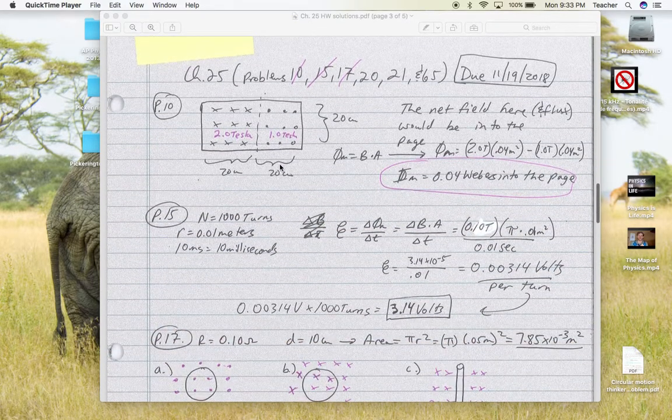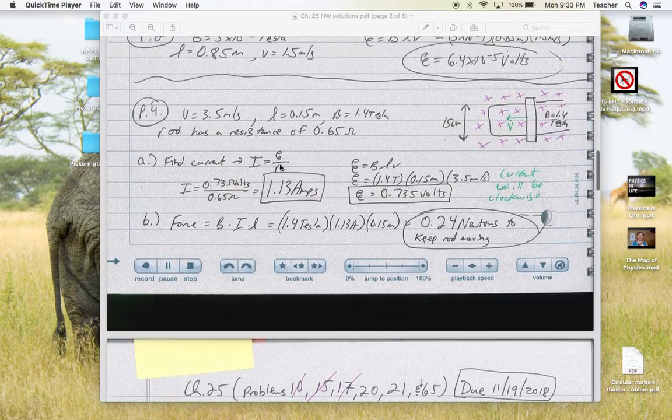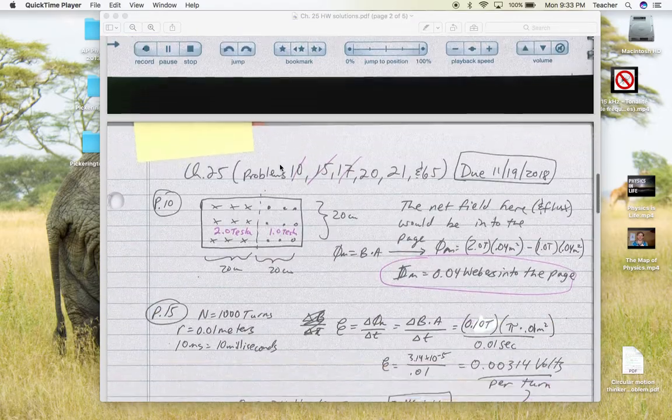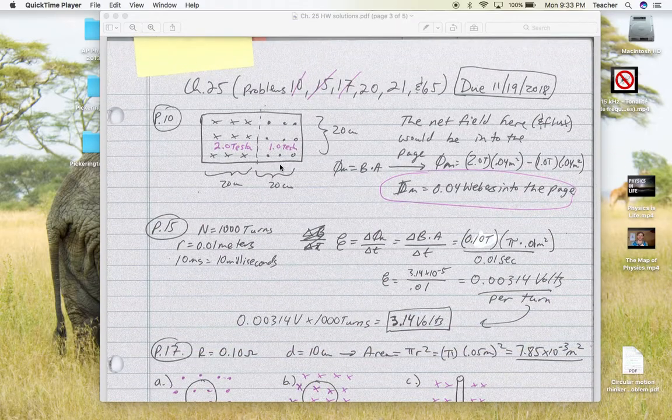For problem 10, yep, it is 10. We've got two areas here, one with magnetic field coming out of the page, one going into the page. Essentially, the net flux would be 1 Tesla times this area, which is 0.2 times 0.2 meters. So it's 0.04 meters squared. So that's 0.04 Webers, and that would be into the page as the net flux.